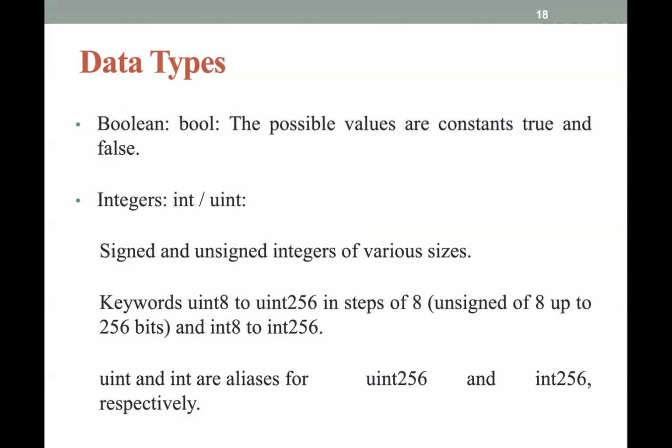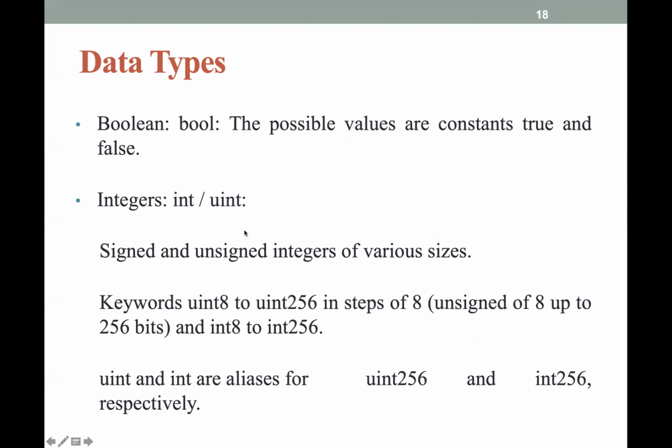So first, your data type is called Boolean. Here we use a keyword called bool. So for declaring a Boolean type of data, we have a bool keyword here to declare it, and the possible values we can store in this type are true and false.